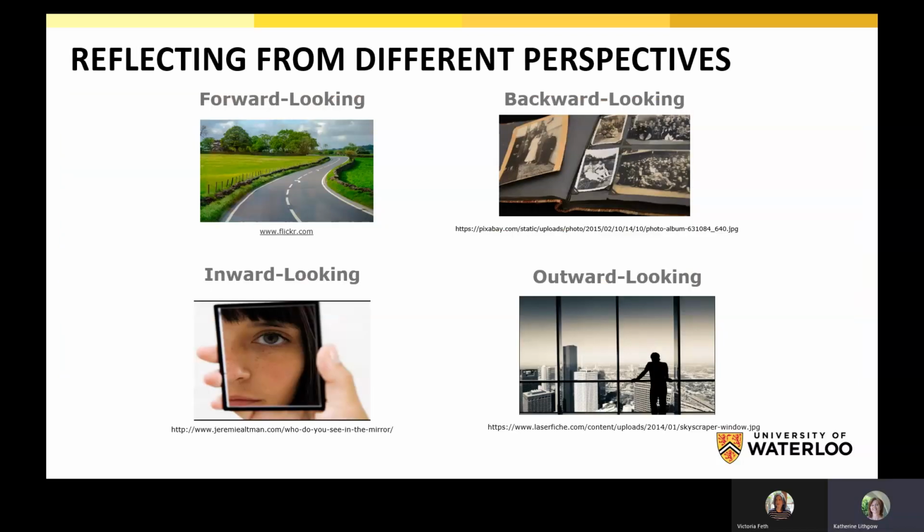Another way that we might have our students reflect is have them take different perspectives when they're looking at different activities or experiences. So if we have them take a forward-looking reflection, you might have introduced a particular theory and you might ask them to think about how would this particular theory work in a particular context. Or you might ask them to think about how this theory is going to work in a different context. So you're asking them to take a forward-looking approach. You could also have them look backwards.